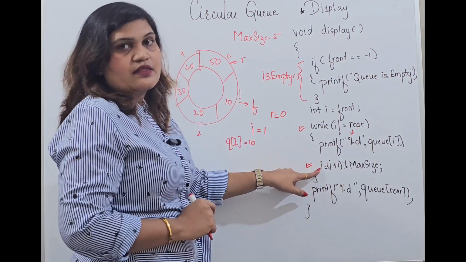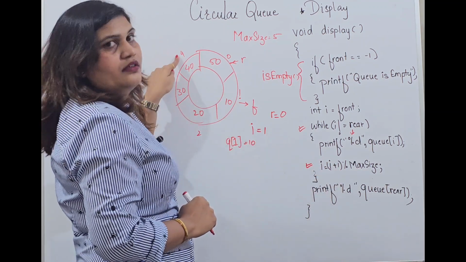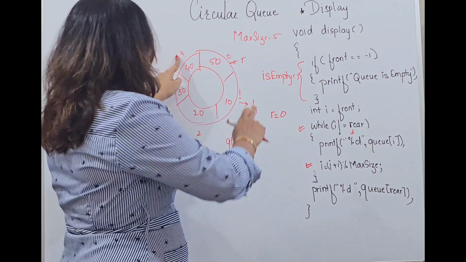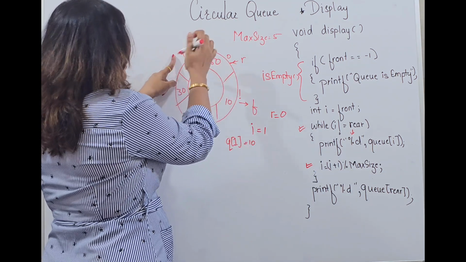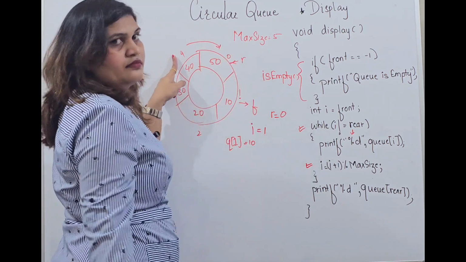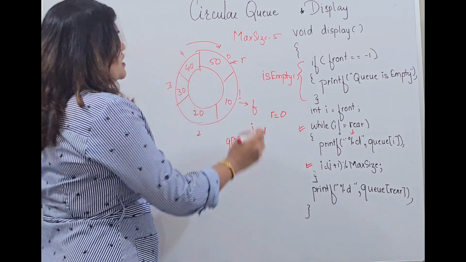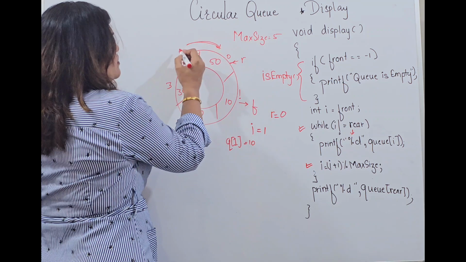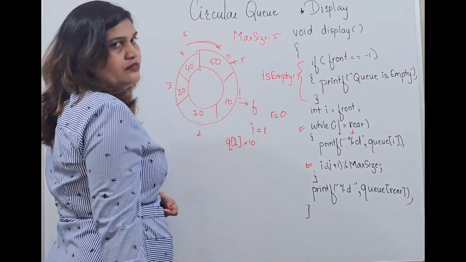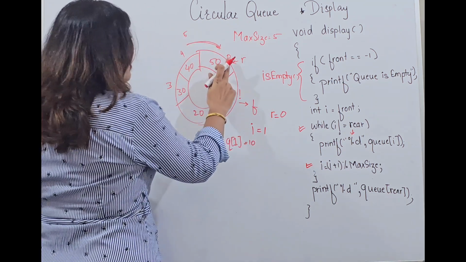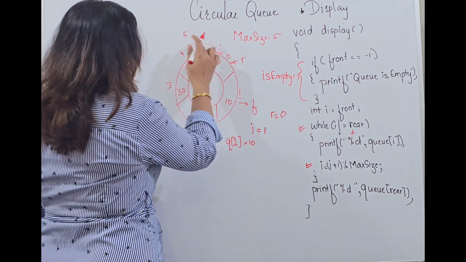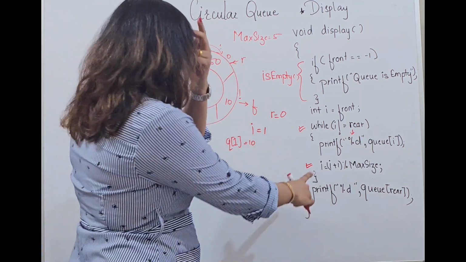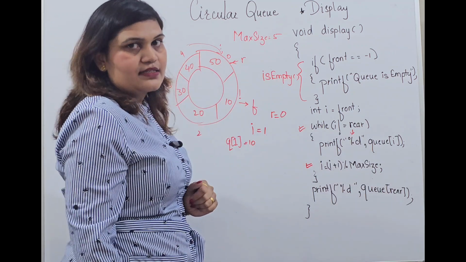Why am I not doing i plus plus? Because after coming here, it will end. Whereas this is a circular queue where this is connected to this. So after 4, it needs to travel here. And just doing i plus plus will not get me this value. i plus plus will make this as 5. It should come over here because this is a circular queue. This node is connected to 0. So that is why i is equal to (i plus 1) mod of max size.